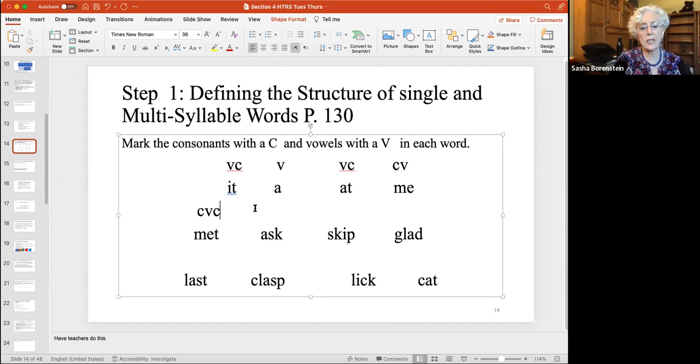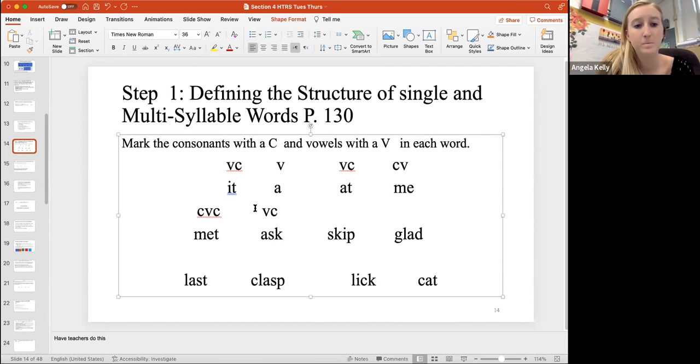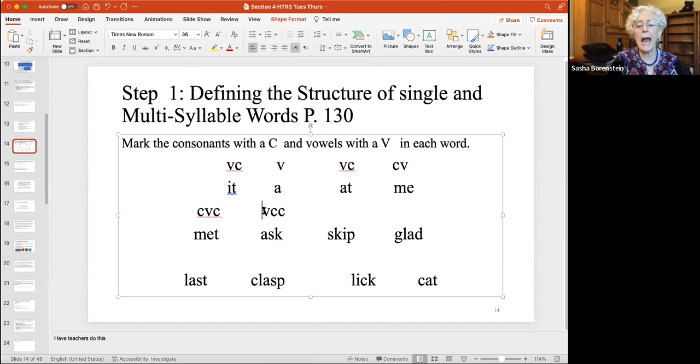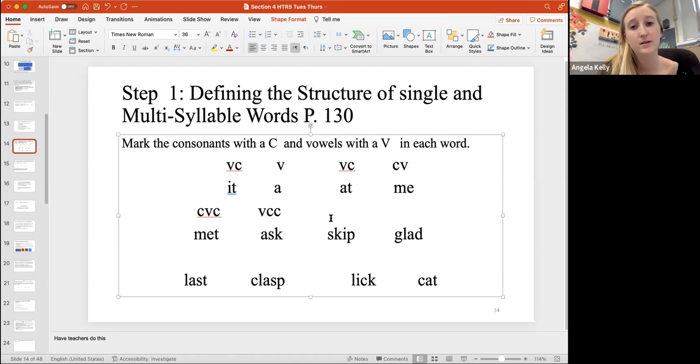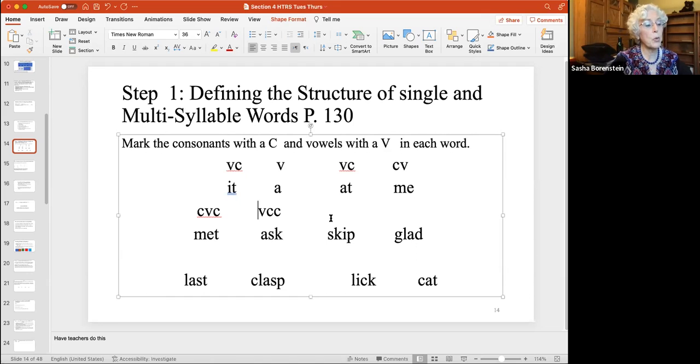Now, what about the word ask? What did you put for the word ask? A VCC. And I agree with that completely. That is accurate. And what's different about this consonant vowel pattern from the simple one-syllable words that we've already looked at? That it ends in two consonants together. Exactly. And there's no vowel between them. That's the essence of the definition of a complex one-syllable word. When you have two consonants that say two sounds next to each other with no vowel in between, that's a complex one-syllable word.